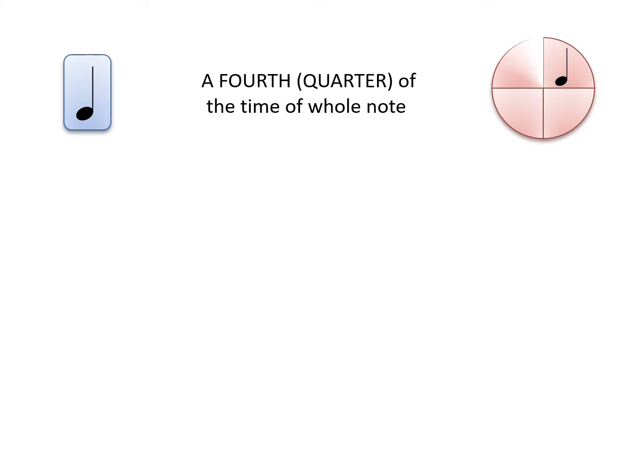The quarter note is only a fourth or quarter as long as a whole note. This means it takes 4 quarters to equal the duration of a whole note. We can also see that 2 quarters take the same time as 1 half.